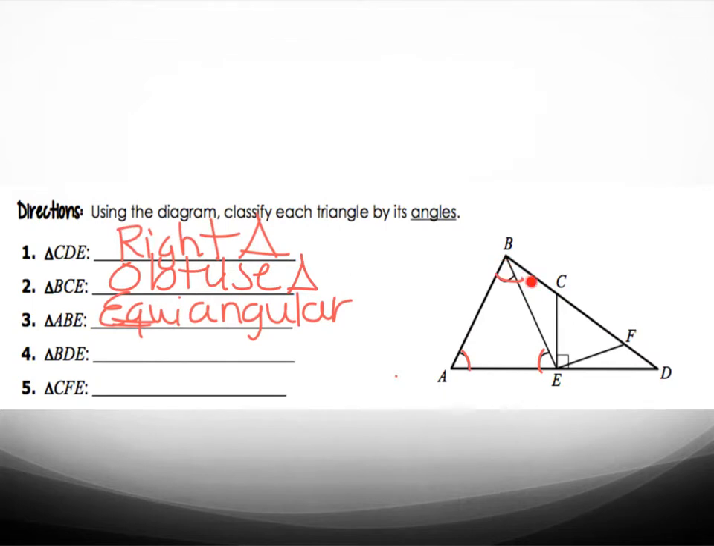I want to take a look at triangle BDE. If I go from B down to D to E and then go back up to B, I could clearly tell that that is an obtuse triangle. Sometimes you have to sketch or trace along the triangle to be able to classify it.